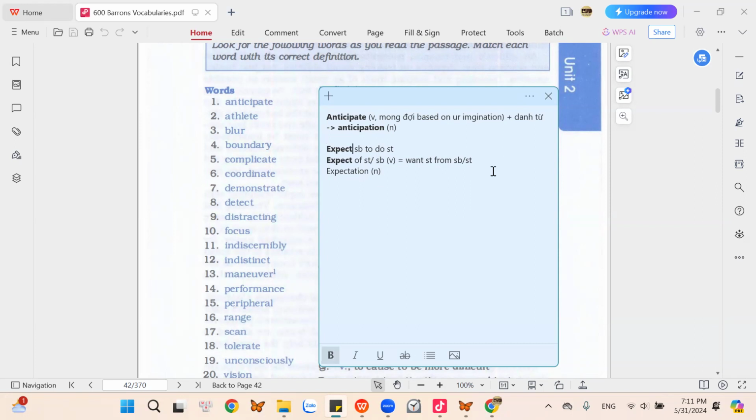When you expect something, you want something from the real, based on the real reason. For example, you go to school, you expect yourself to be an excellent student at school. So the real reason here is that you already go to school. So that is the difference between expect and anticipate.